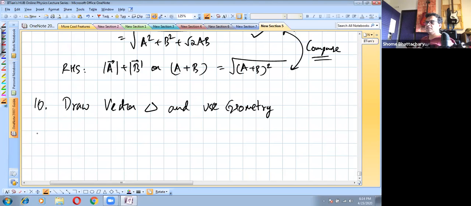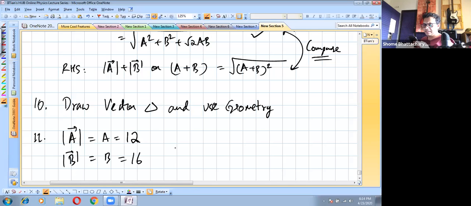The 11th question is actually very similar to the 9th one. In the 11th, it is given that the magnitude of the vector A, which we can write in short form as capital A, is 12. The magnitude of B is 16. And it is given to us that theta is, I think, an obtuse angle. The angle between them is obtuse.